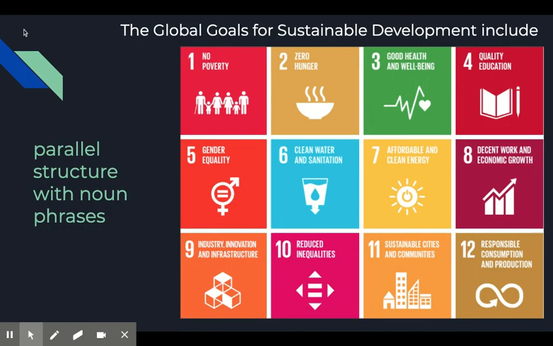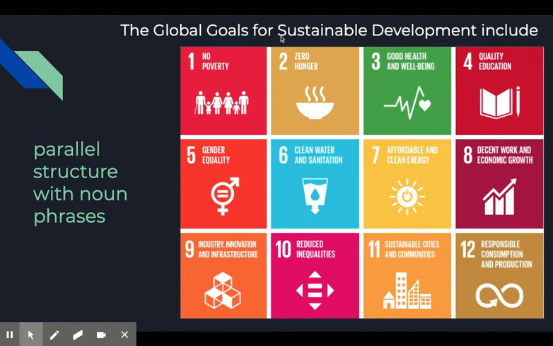There are all kinds of different lists in writing, though. It's not just grocery lists. So this is a screenshot from a website showing the global goals for sustainable development. These goals are all listed in parallel structure, and they're listed using noun phrases. If you look at all of these goals, they're all noun phrases, and they all sound parallel. They follow the same pattern if you read them.